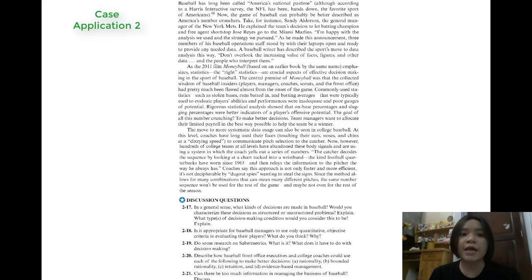Moving to case number 2, the business of baseball. From my perspective, baseball has the most decisions to be made out of the big four sports. Is it because every single pitch is a decision, whether you want to pitch high, low, inside, or outside? Most decisions in baseball are structured problems, and they are easily definable.